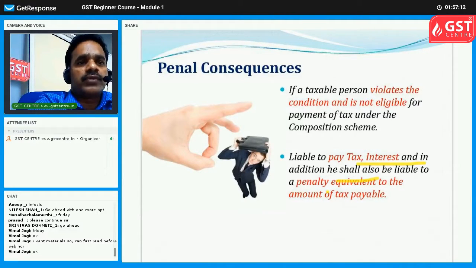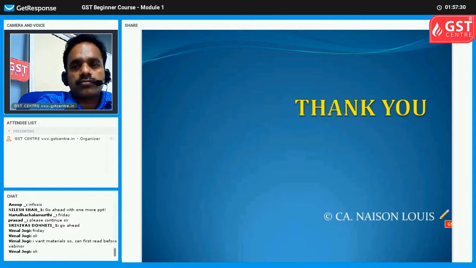Suppose one person had a turnover of 55 lakhs. The composition scheme limit is 50 lakhs. But this person has a turnover of 55 lakhs and has opted for the composition scheme without declaring his turnover. Later, if it is found, he will be liable to pay everything. So that is regarding the composition scheme.